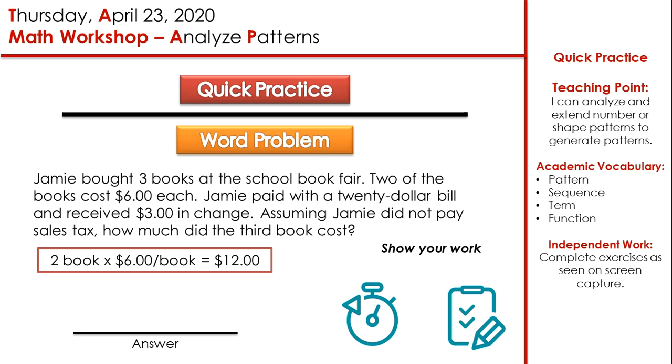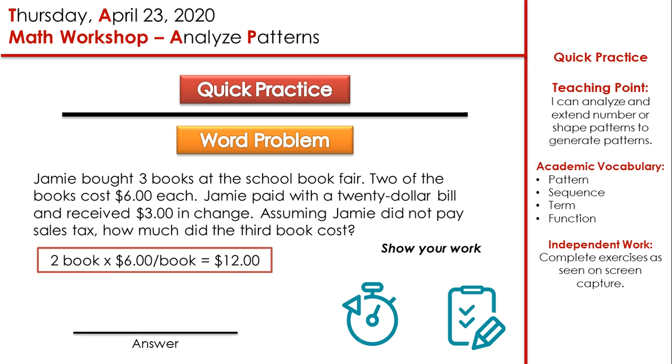I will reread the word problem to make sure that I understand everything, going step by step, sentence by sentence. So Jamie bought 3 books at the school book fair, okay? That's pretty clear. Two of the books cost $6 each. So out of these 3 books, 2 of them cost each $6. So to find out how much money I spent on these 2, I will try 2 books times the $6 that every book costs, and then that will give me a grand total of $12.